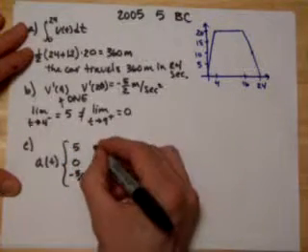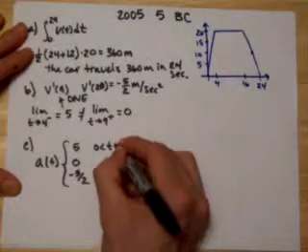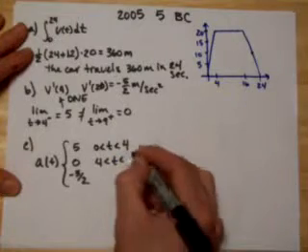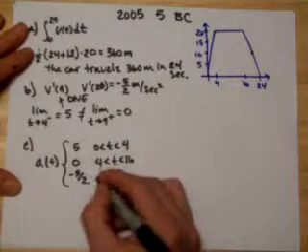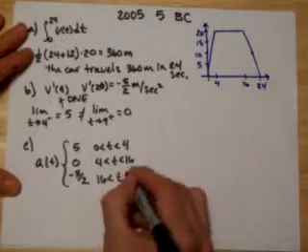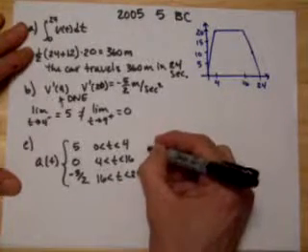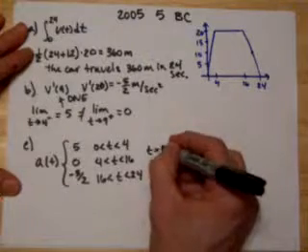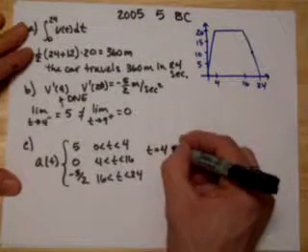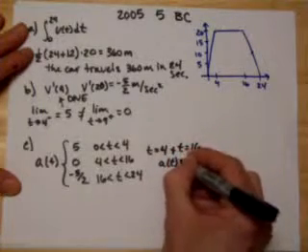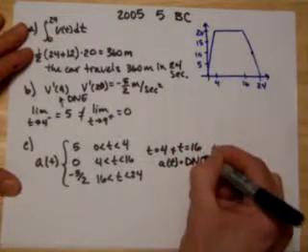It's 5 for 0 less than t less than 4. It's 0 for 4 less than t less than 16, and it's negative 5/2 for 16 less than t less than 24. And when t is equal to 4 and when t is equal to 16, a of t does not exist.